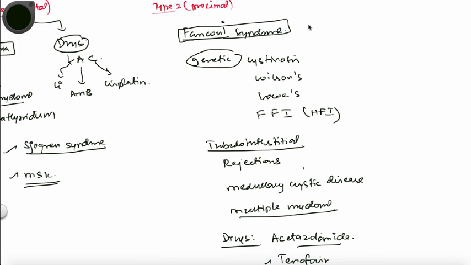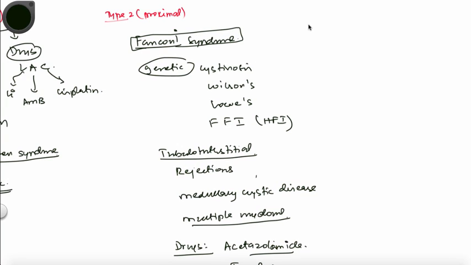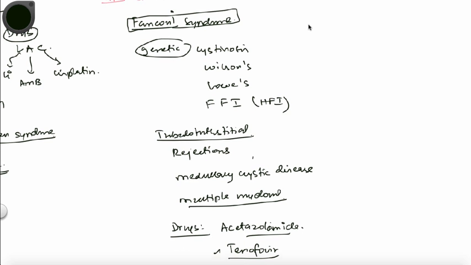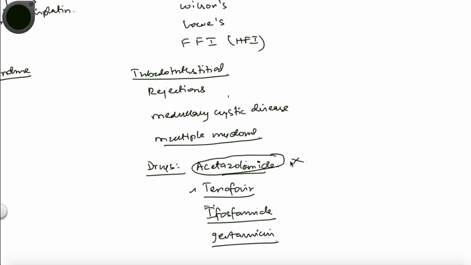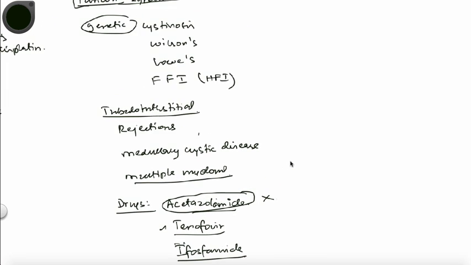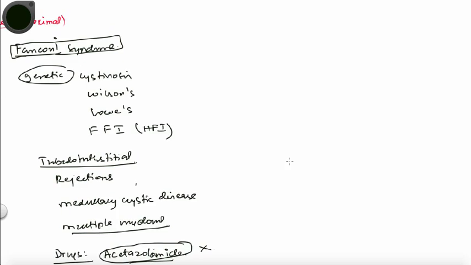Fanconi syndrome is a group of disorders which causes destruction of the proximal part of the nephron, the proximal convoluted tubule. The exception among all these which does not cause Fanconi syndrome is acetazolamide. Acetazolamide does not cause Fanconi syndrome because it purely inhibits the carbonic anhydrase enzyme and causes no destruction of the PCT. Apart from this, all of the other causes I have mentioned cause destruction of the proximal tubules and result in Fanconi syndrome.